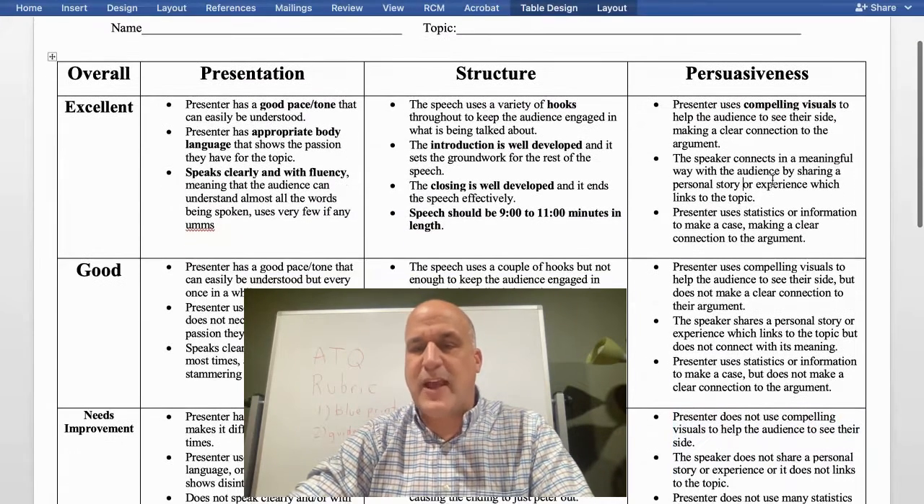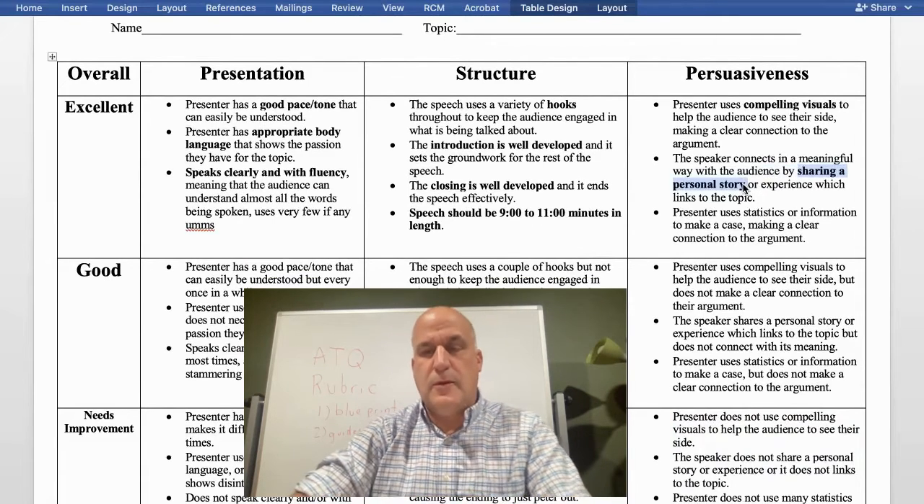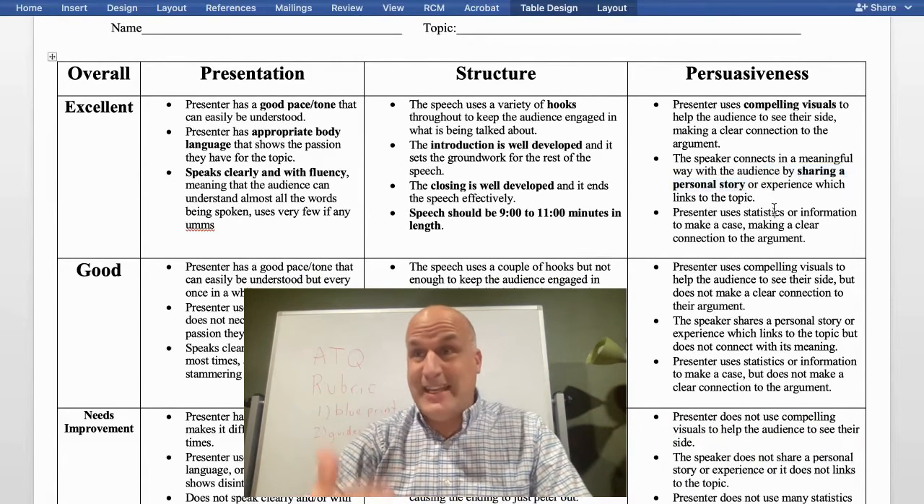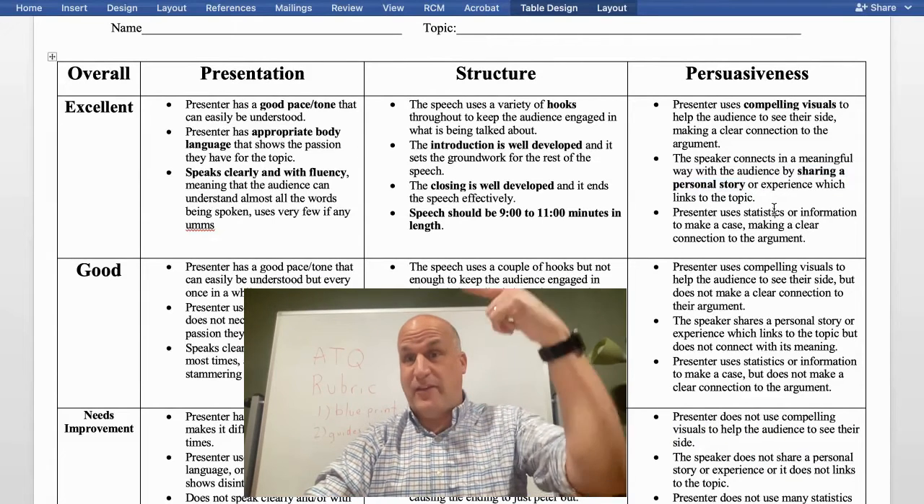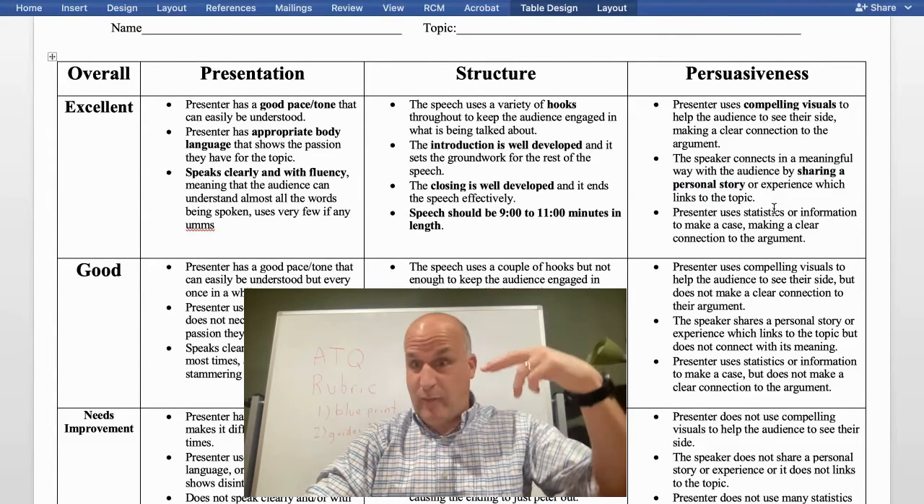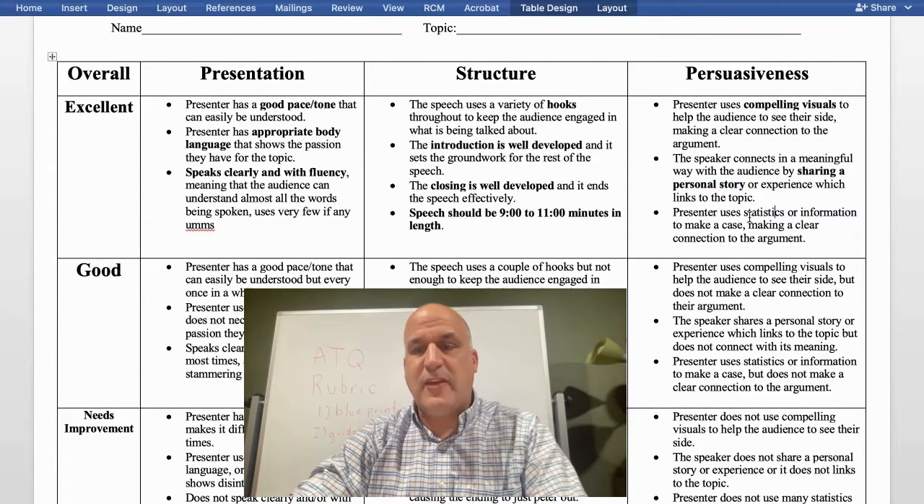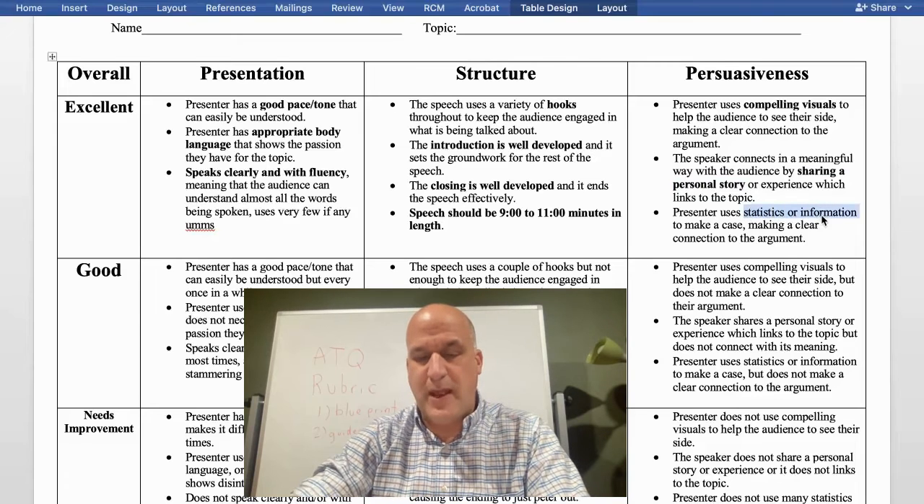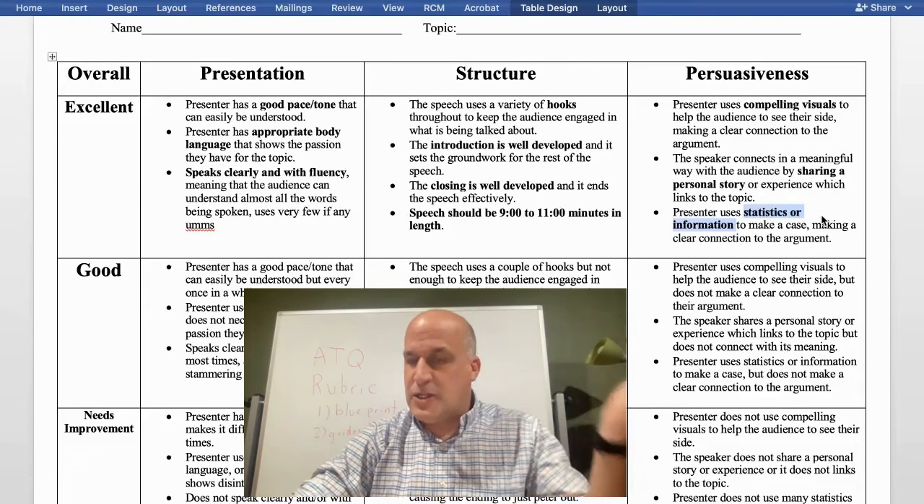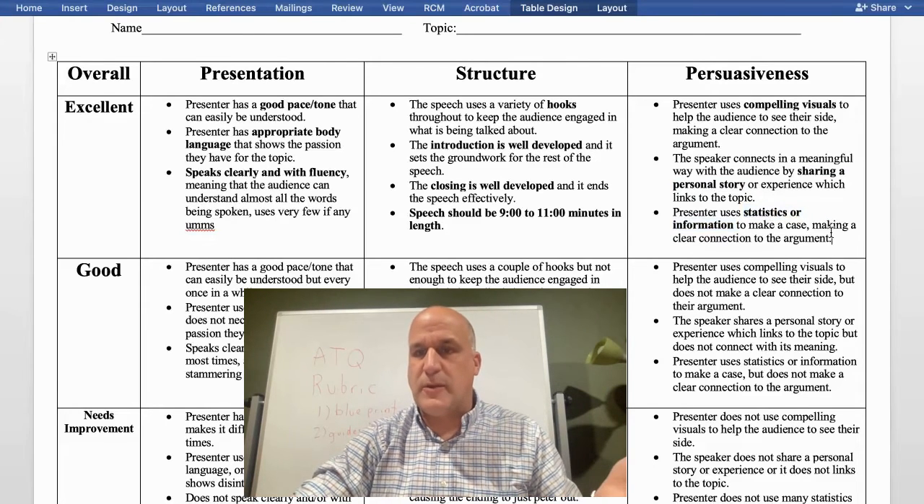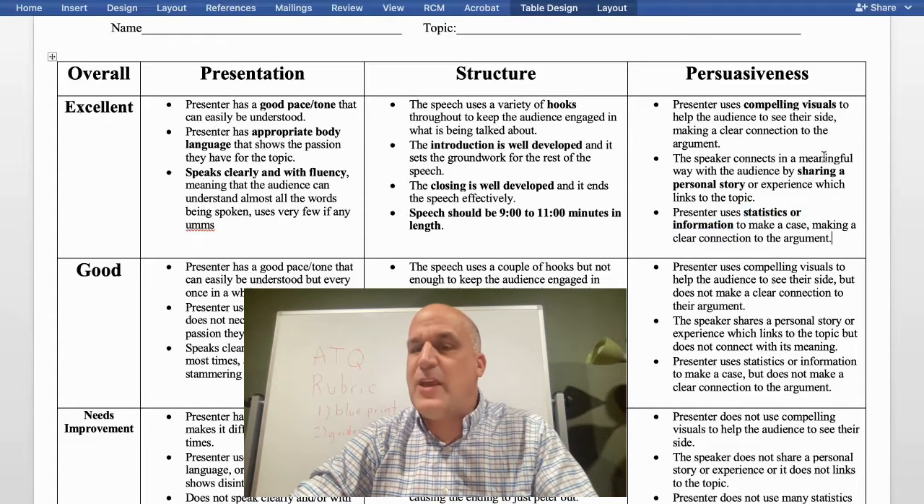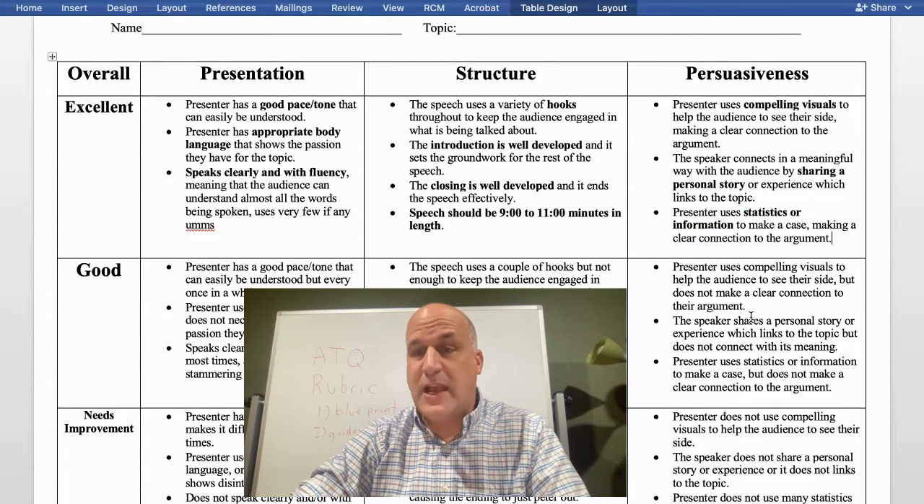Similarly here, it says that you have to share a personal story. And so that has to be in your speech. So far you have to have visuals, you have to have a personal story, and then it says here you must use statistics or information. Why? Because you want to make a clear connection to the argument. But if you're missing any one of these elements, then again, you're going to get marked down as a result.